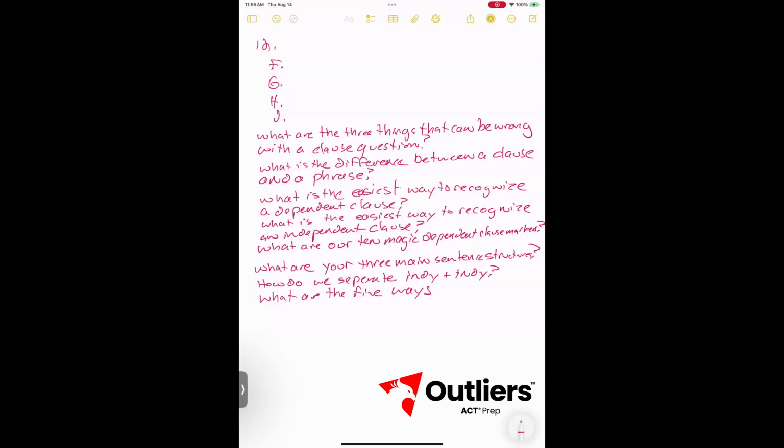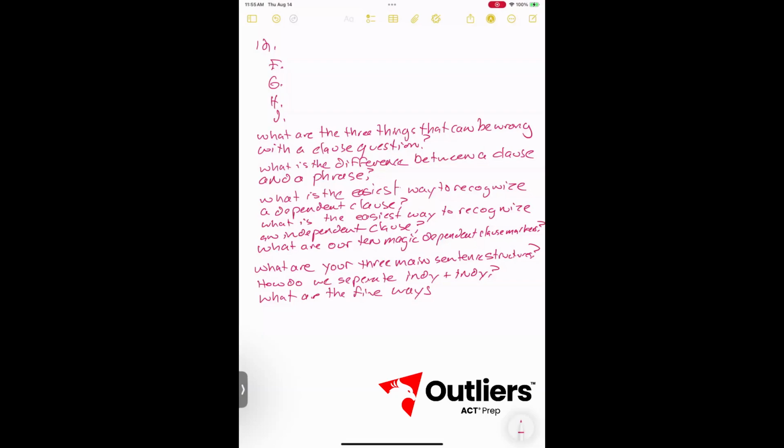What is the easiest way to recognize a dependent clause? That is, it starts with a dependent clause marker. What is the easiest way to recognize an independent clause? It does not start with a dependent clause marker.